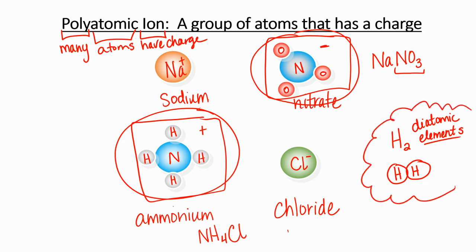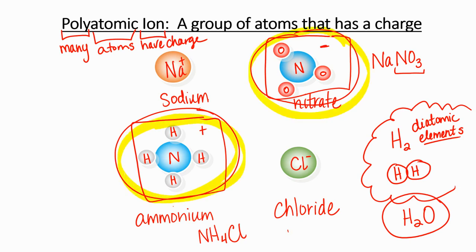There you've got more than one atom, but there's no charge. That charge here is missing. There's no charge on that. And so since that doesn't have a charge, we would not consider that a polyatomic ion. So not everything with more than one atom is necessarily a polyatomic ion. It has to have a charge. Neutral water has more than one atom, but it's not a polyatomic ion. So the only polyatomic ions that we've got here are our ammonium and our nitrate that we've shown here.